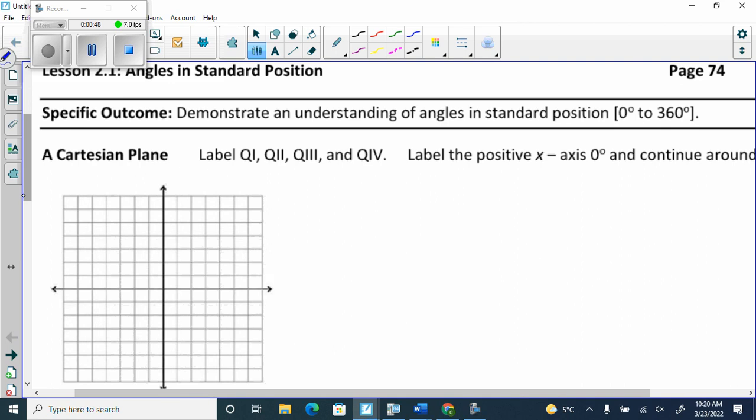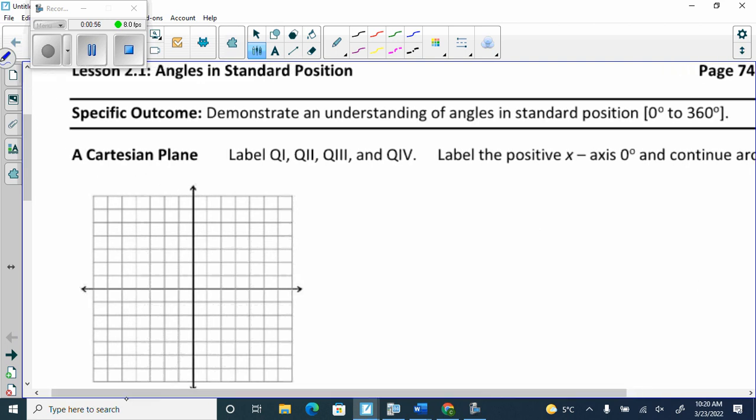So label quadrant 1, 2, 3, and 4. We've labeled these before, we're going to label them again. Make sure your phones are away or you're really not learning this. So, this is quadrant 1. And then we go counterclockwise. This is quadrant 2. This is quadrant 3. And this is quadrant 4. We go counterclockwise.